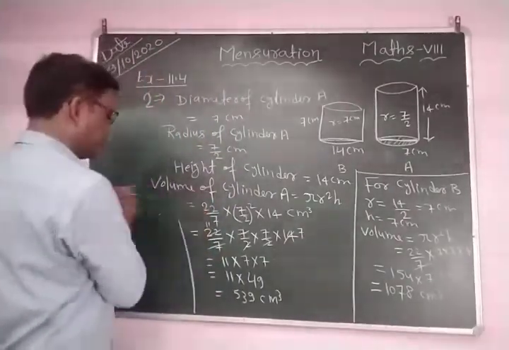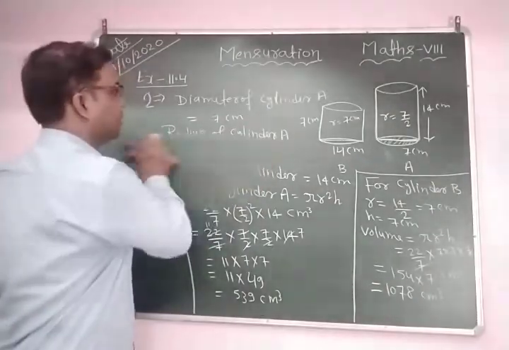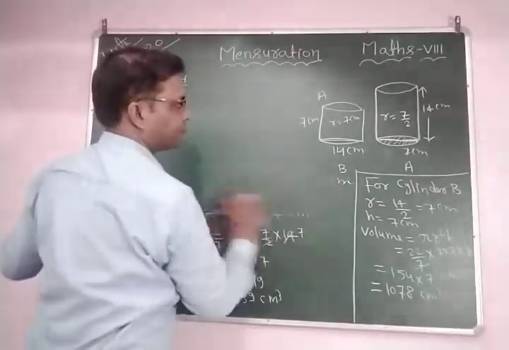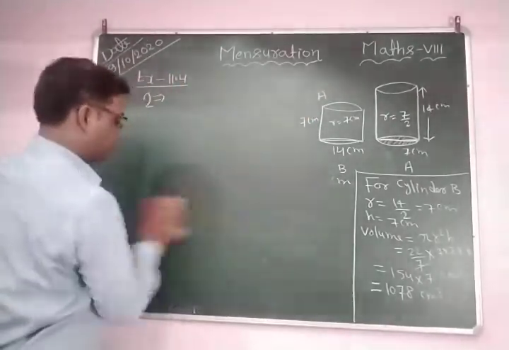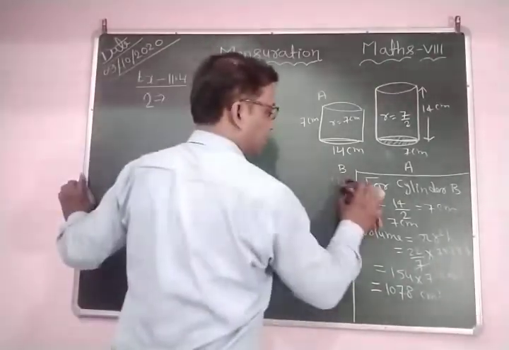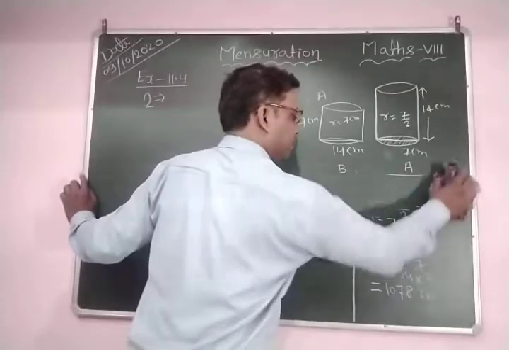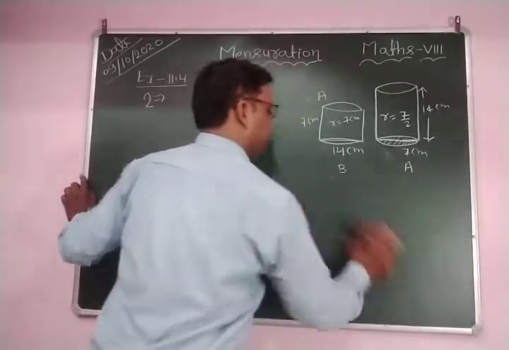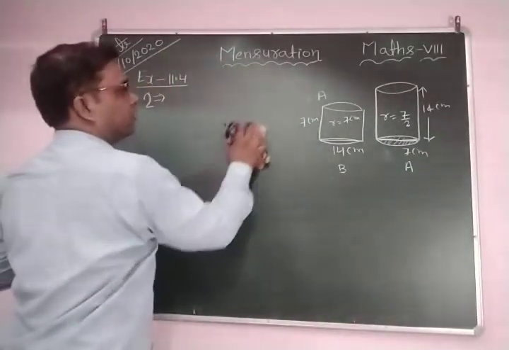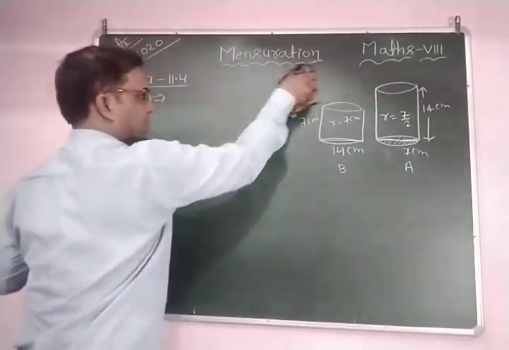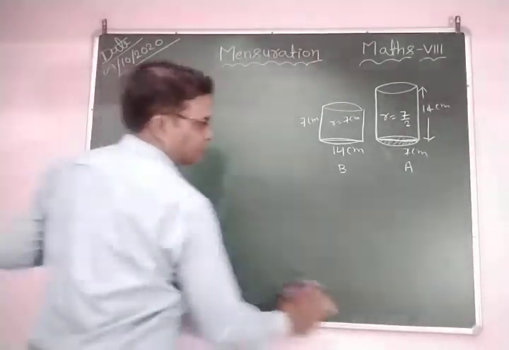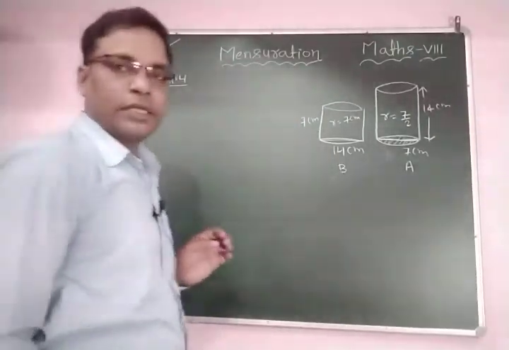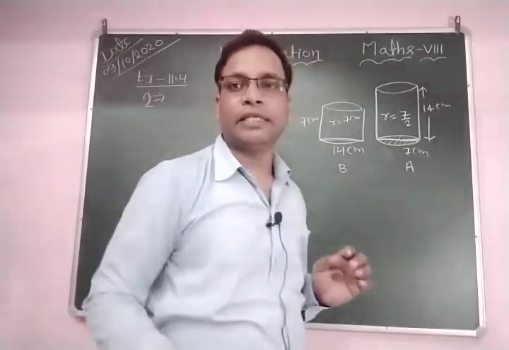Okay, so first we erase it. In this case you can see here we found the volume of both cylinders, and we observe that the volume of cylinder B is greater than the volume of cylinder A. Now we are going to discuss how to find the surface area, or total surface area, of both cylinders whose height is given and the diameter is also given. So diameter is given here, and with the help of this diameter you can find its radius.